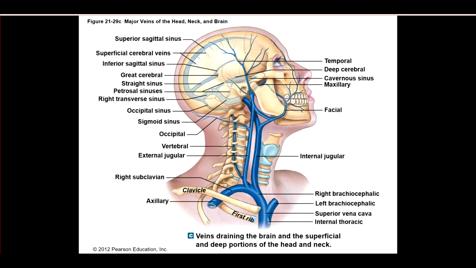Right, go back over here. Again, here's the sigmoid sinus. You can see it's receiving all these other sinuses. Now this becomes this blue vein right over here. This is the internal jugular.